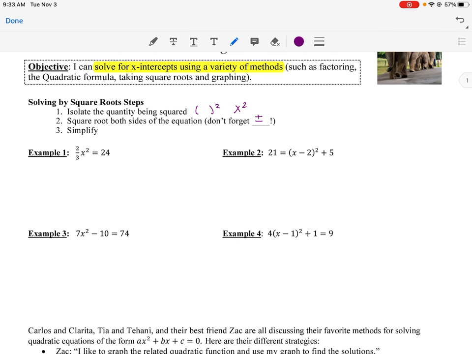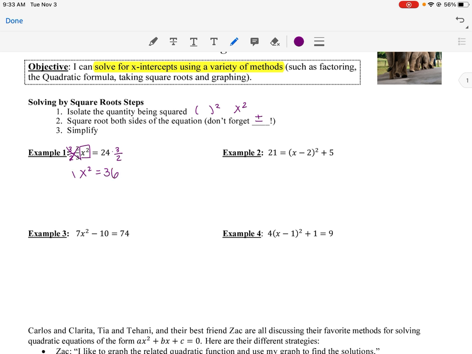So looking at this first example, we want to isolate this x squared, right? We want to get x squared all alone. So how do you get rid of that fraction out front? There's a couple different ways you can do it. I think a lot of people like to just divide by 2/3, which definitely works, and you can type that in your calculator. I personally like to multiply by the opposite fraction, the reciprocal. So 2/3 times 3/2 on both sides. Then we get 24 times 3 divided by 2 gives me x squared equals 36.